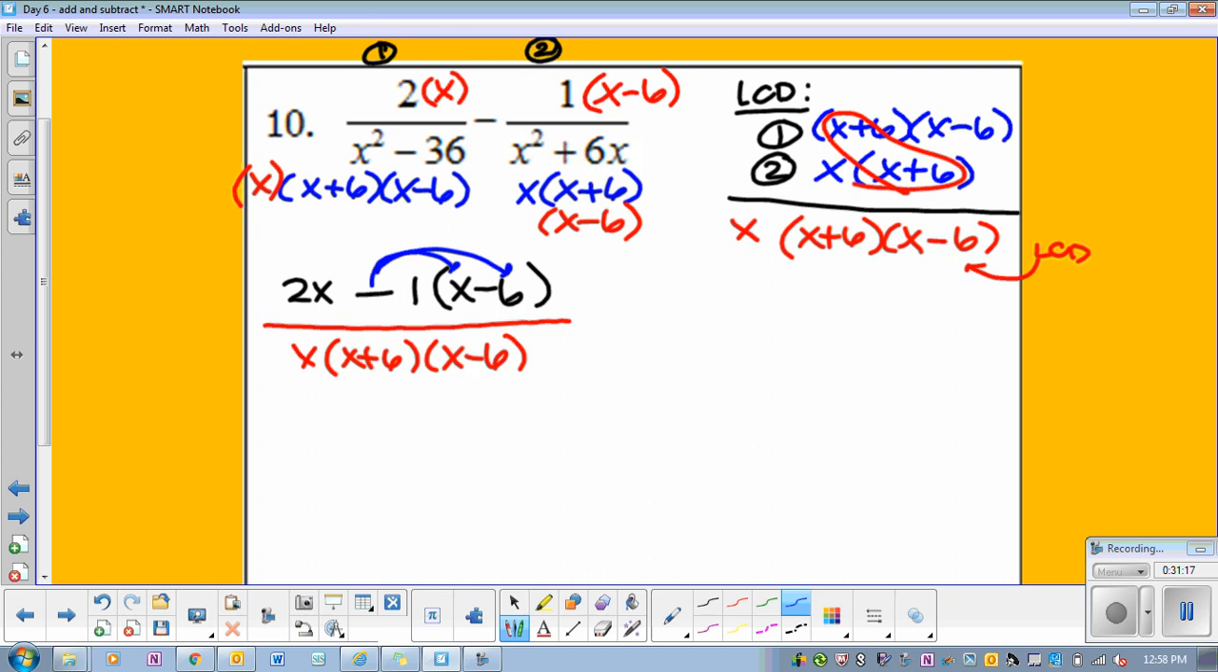What is this missing to look like the LCD? Just the x minus 6. The thing that is missing, I'm writing in red, because both of these denominators want to look like this. So right now, the second one only has an x and an x plus 6, then it's missing that one. And then whatever you multiply on the bottom, you got to multiply on the top. Here's the thing, if you guys are distributing up here, that's fine, but if you see a negative, you need to make sure you distribute that negative, okay?